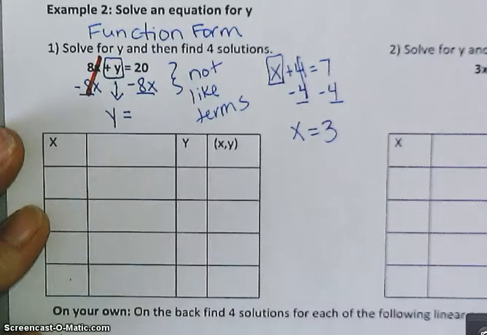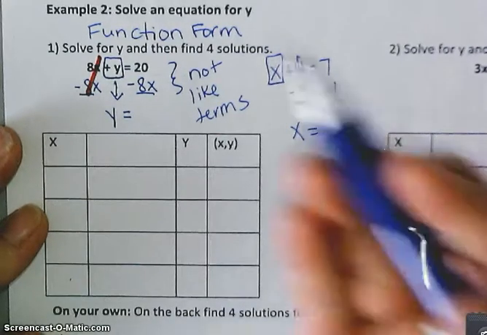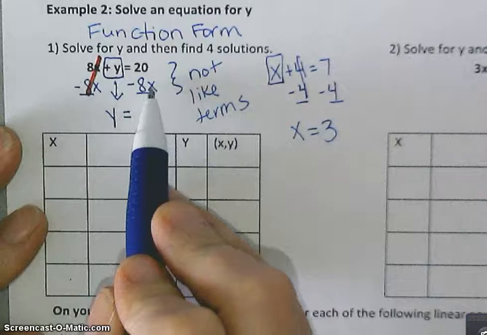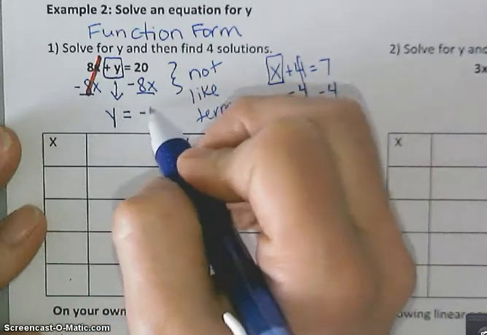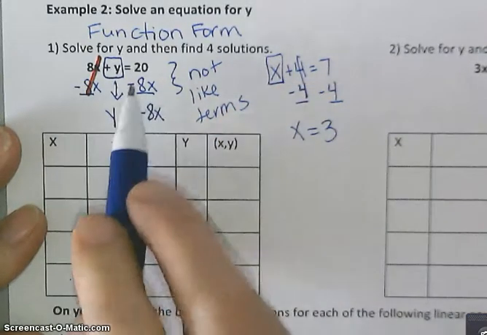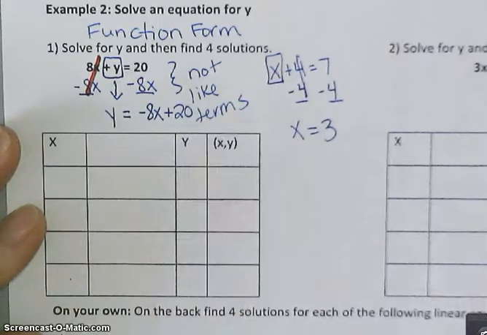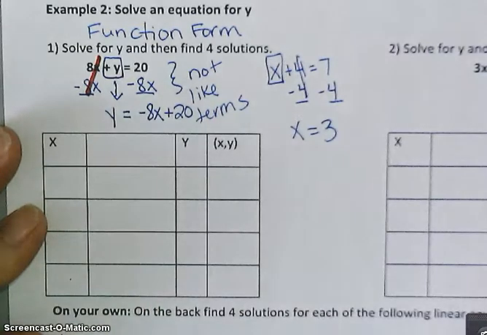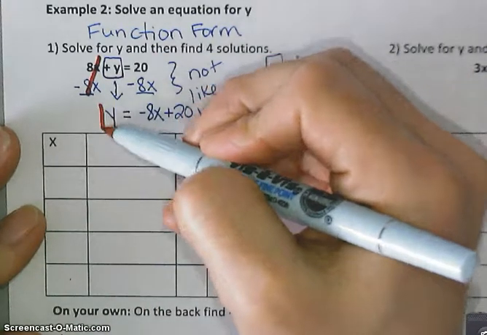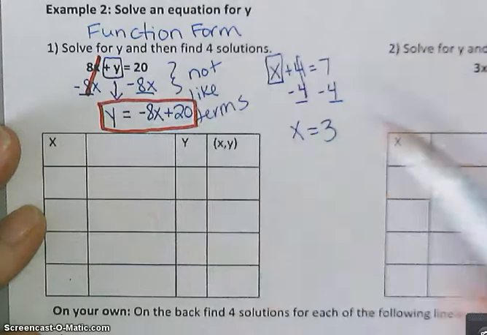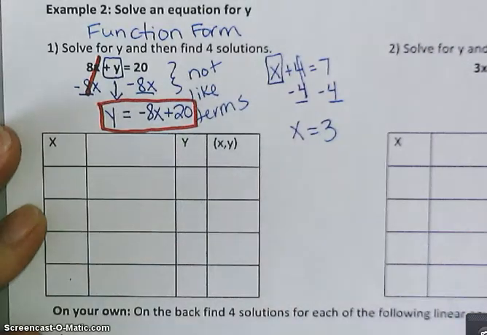But remember, we want to write the x first. And if you look here, I have a negative 8x, so I'm going to write that first. And my 20 is positive, so it's plus 20. You could have also written 20 minus 8x, and that would have been equivalent. But we want to try to write our x first. That will just be a lot more useful for us.